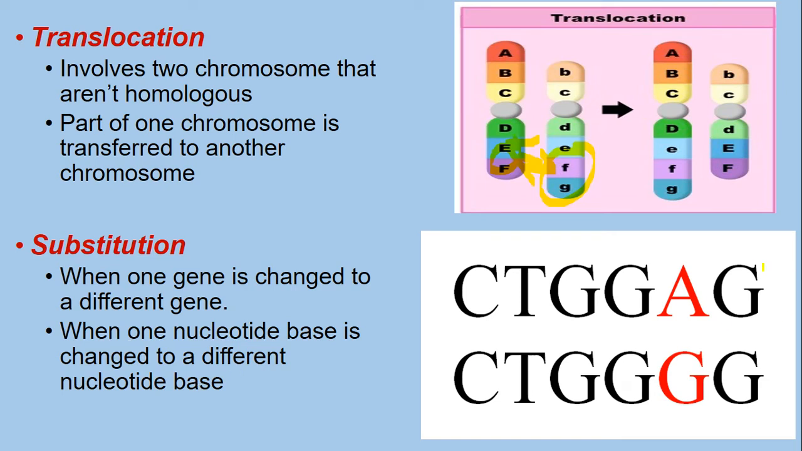In substitution, one gene is changed to a different gene, or one nucleotide is changed to a different nucleotide. So we have this original one and we have this A, and then somehow something got mutated and that A became a G. So it could be big. It could cause some trouble now that it's G instead of A.